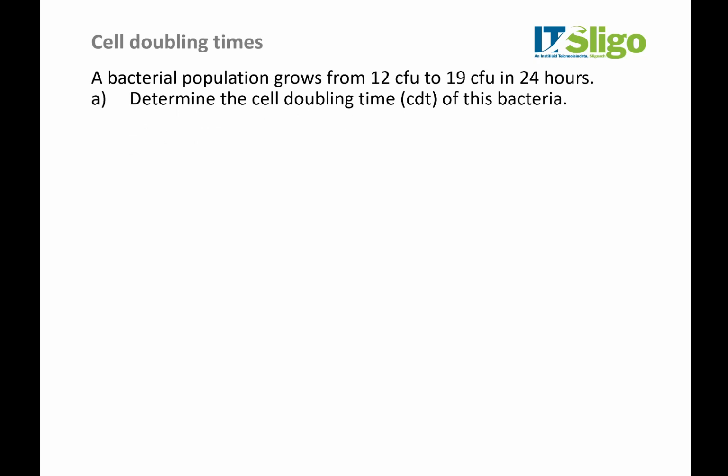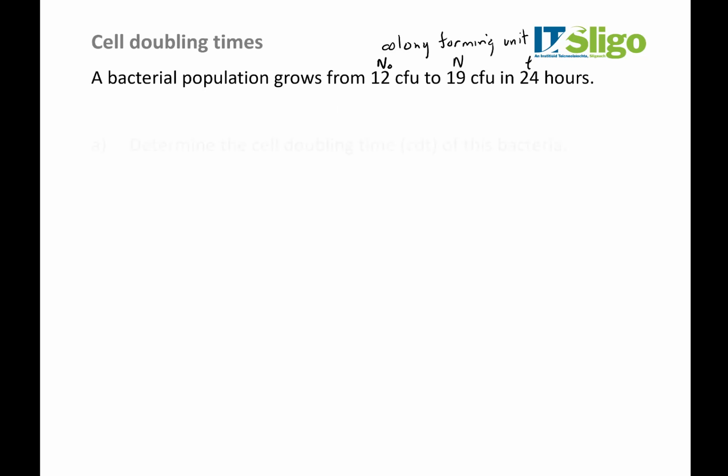So a bacterial population grows from 12 colony forming units. I think you've probably met these at this stage. To 19 CFUs in 24 hours. So it goes from 12 to 19. So we have N0 and N, and we have T. So first thing we do before we do anything is calculate K. Then we can determine the cell doubling time.